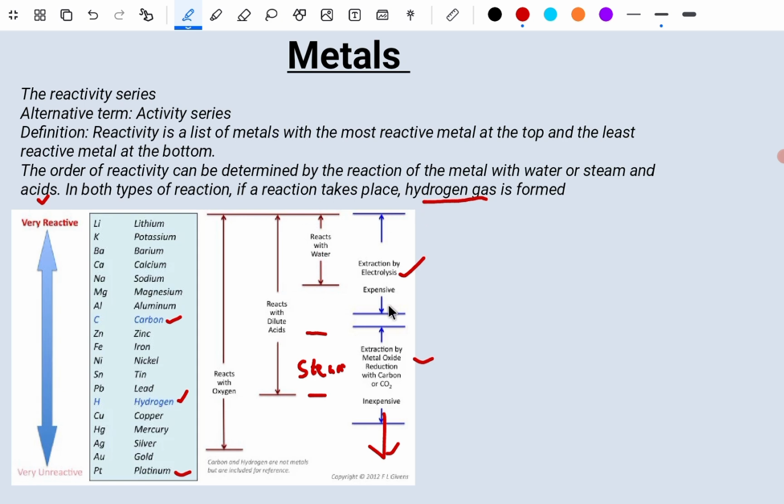So the reactivity series is just a list of metals starting with the most reactive metal at the top, and you can see how the reactivity generally decreases. Okay, so now we move further.